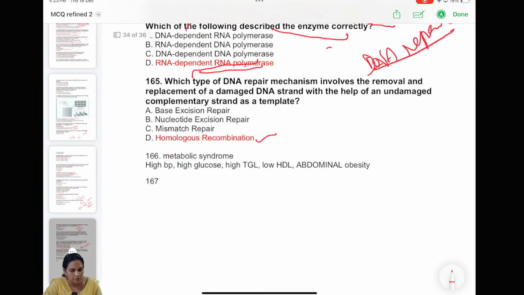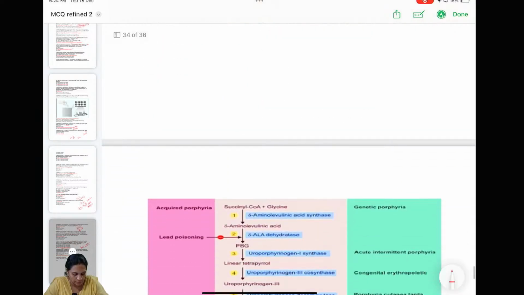I said I would tell you metabolic syndrome this morning. Metabolic syndrome includes 5 factors: high BP, high glucose, high TGL, low HDL and abdominal obesity. So these are the 5 factors which constitute metabolic syndrome.